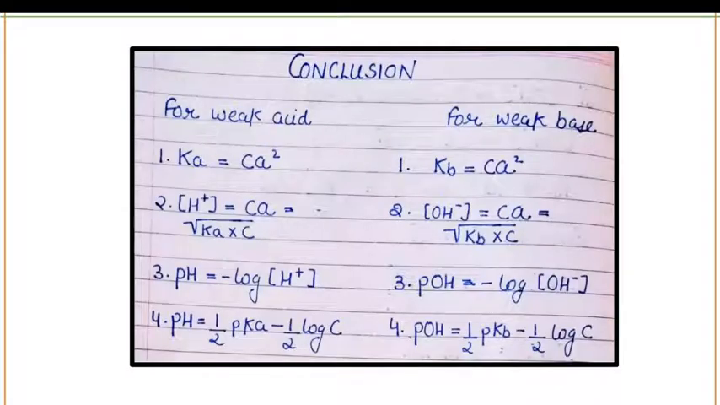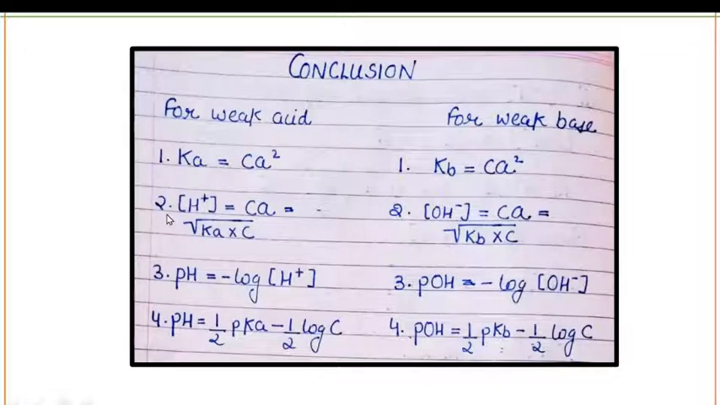Okay, so from all these points, you can conclude that for weak acid, the value of Ka is equal to C alpha square, while for weak base, Kb is equal to C alpha square.